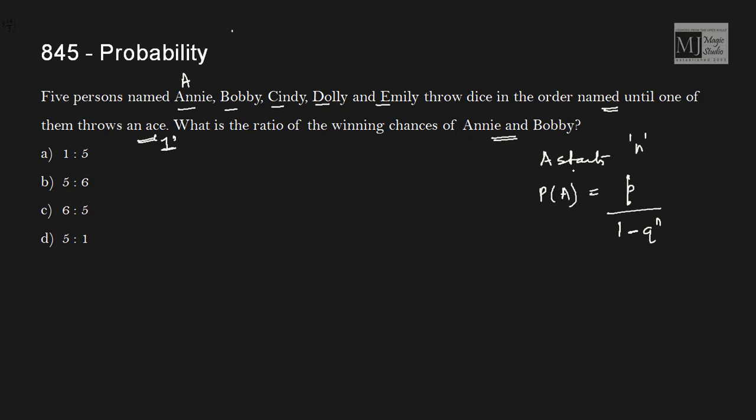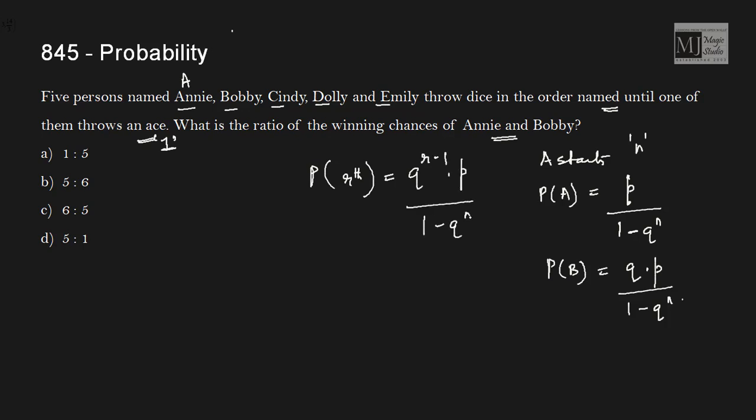Now, if we need to find the probability of the second person, suppose this is the probability of the first person. So the probability of the second person would be given by Q into P by 1 minus Q to the power n. Similarly, the probability of the rth person would be Q to the power r minus 1 into P upon 1 minus Q to the power n.